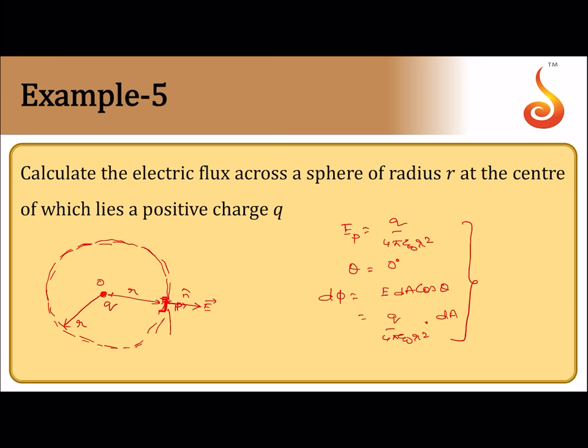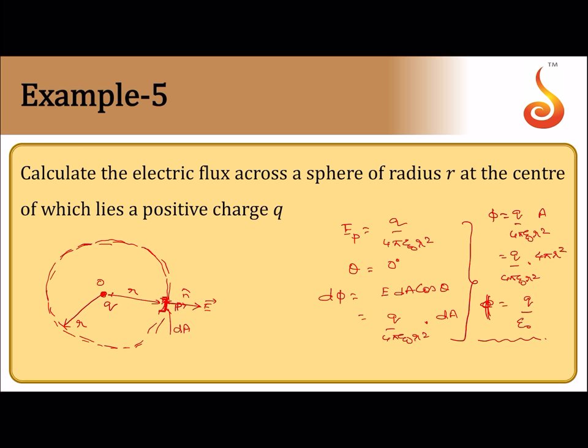That is my flux because of a little area dA. Therefore, my total flux, if I add it all up, will be q by 4 pi epsilon naught r squared. You add up all the little areas, you get the total area, which is the total area of the sphere. What is the total area of the sphere? Q by 4 pi epsilon naught r squared into the surface area of a sphere, which is 4 pi r squared. So your 4 pi r squared cancels off and it becomes q by epsilon naught. My flux through that sphere is q by epsilon naught.